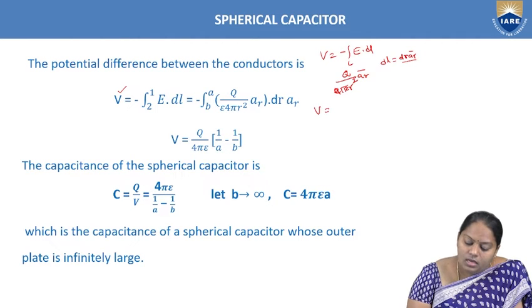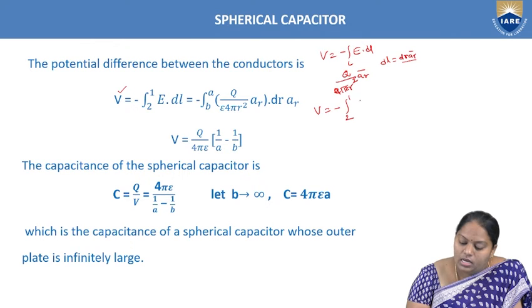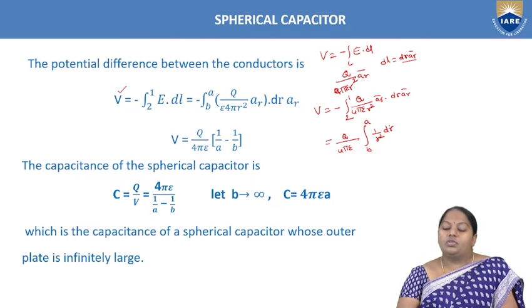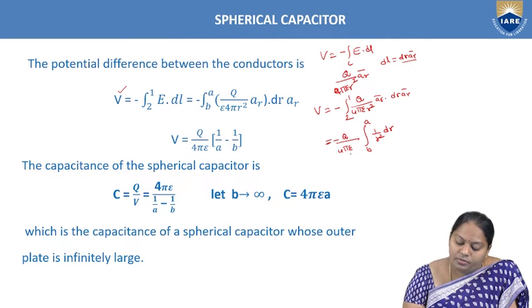Hence V equal to minus integral 1 to 2 of E, meaning Q by 4 pi epsilon r square into AR dot dr into AR. And Q by 4 pi epsilon is a constant, then minus integral 1 to 2. 1 is the variable, 1 is the plate 1 which is located at A, radius is A, and 2 is at B, then 1 by r square into dr is left out. Right? So minus Q by 4 pi epsilon into 1 by r square dr. So minus Q by 4 pi epsilon, then the integral of 1 by r square becomes minus 1 by r. Then substitute limits as A to B.